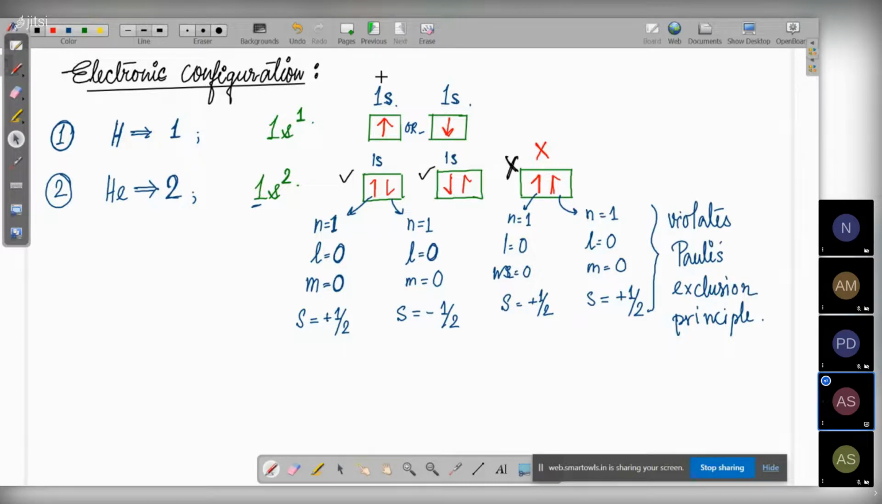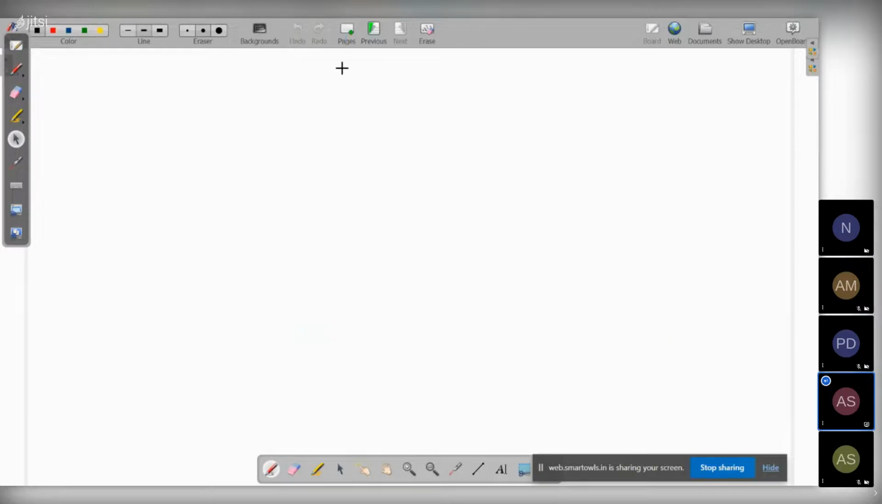Now let's see the next one. So now atomic number 3 is lithium. So atomic number 3 we have lithium, Li.